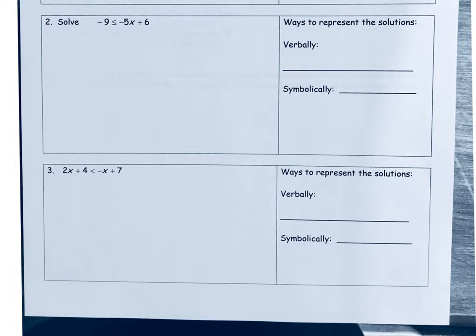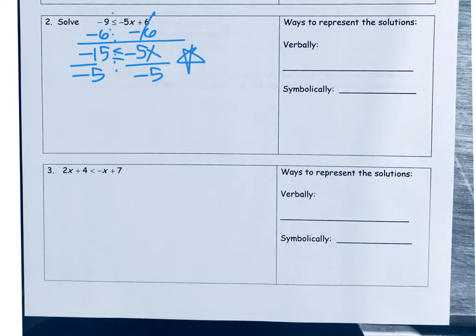In our next example, I'm going to solve this the same way I would solve an equation. I'm going to subtract the 6 from both sides. I get negative 15 is less than or equal to negative 5x. My 6 and negative 6 cancel. And then I divide both sides by negative 5, that coefficient in front of the x. And this is my big exception. I have to flip the sign.